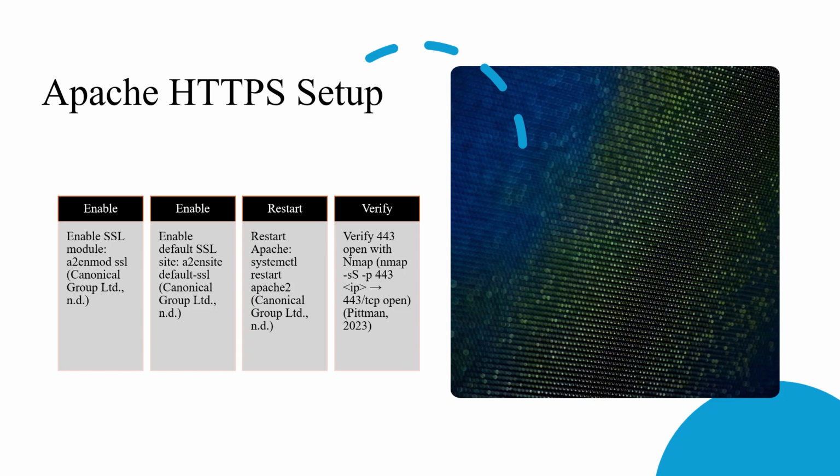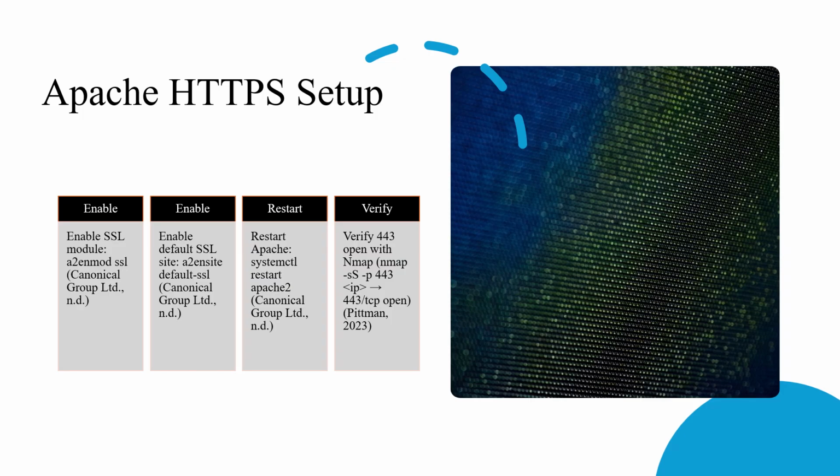Next, we enable the default SSL site with the command a2ensite default-ssl. This activates the pre-configured HTTPS settings that come with Apache. Once that's done, we restart Apache so the changes take effect. The command is systemctl restart apache2. Restarting is necessary to load the new SSL configuration.